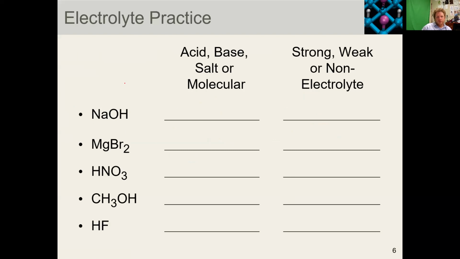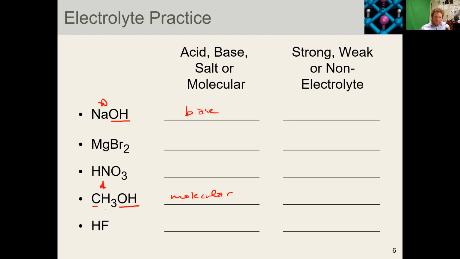Now, electrolytes. Let's go through and classify each of these compounds as an acid or a base. Are there any that have hydroxides? Yes, there are. NaOH, base. Then we've got CH3OH. This is a little bit of a tricky question because I asked if there were any OHs, and the answer was yes. But this is actually a molecular compound. And the reason is, compare NaOH to CH3OH.